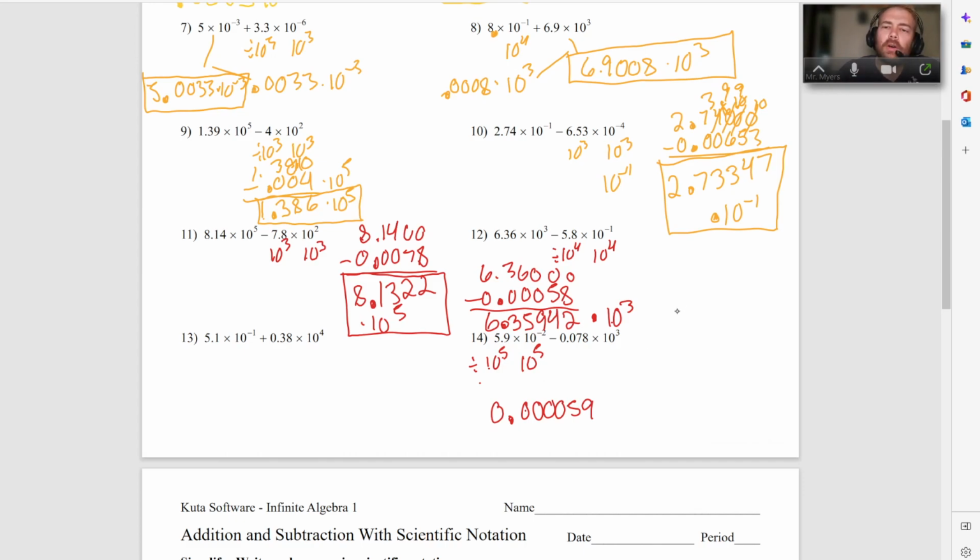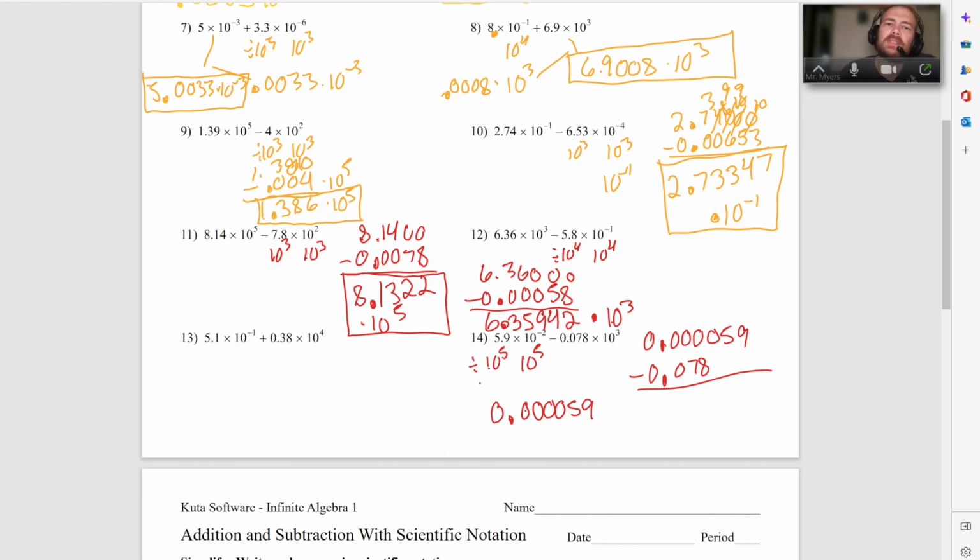Okay, so let me rewrite this over here. 0.000059. Okay, and then I'm subtracting 0.078. Okay, so 0.078 is larger than 0.000059. Therefore, I'm really going to want to subtract it the other way after all, but I need to remember that my answer is going to be negative.